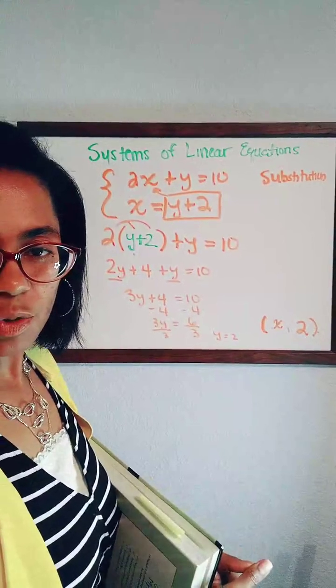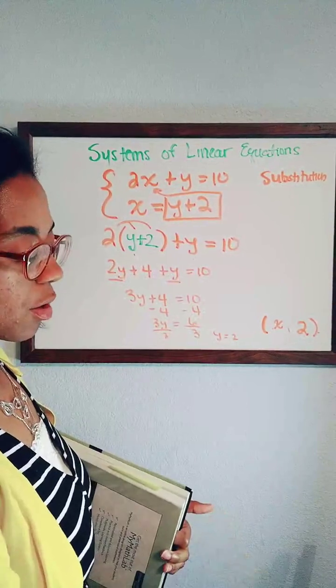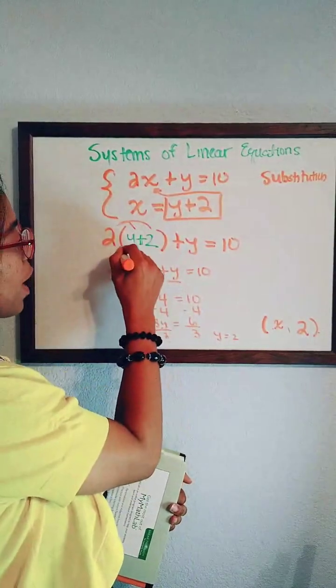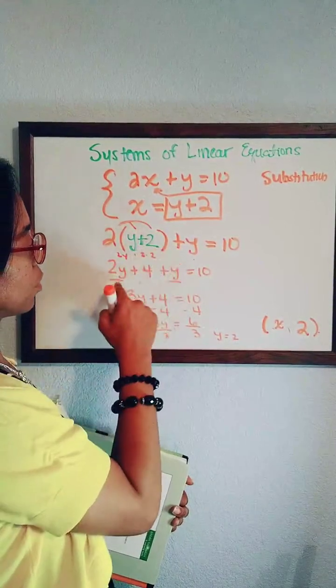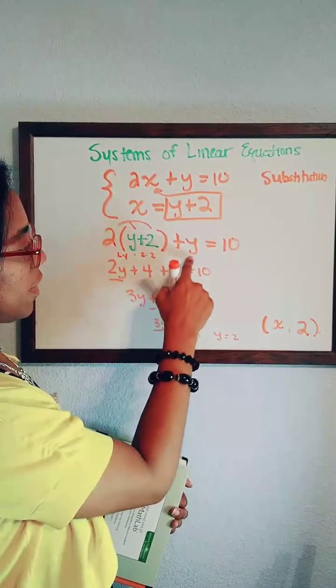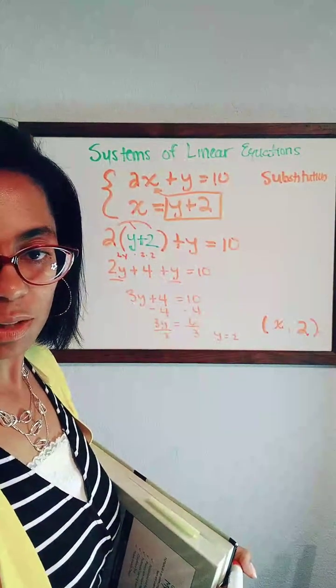You said, can you explain the 2y plus 4y? Oh, the distribution. So I did 2 times y, then I did 2 times 2. 2 times y, then 2 times 2 gave me 4. Then this y drops down, and that's equal to 10. Is that what you said, Gabrielle?